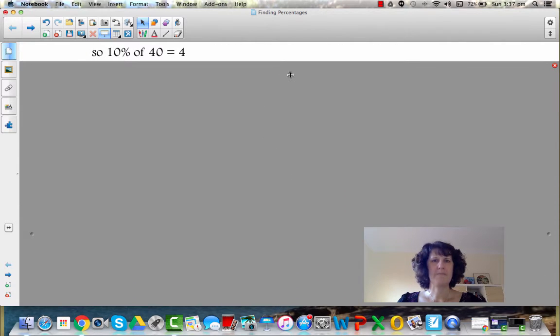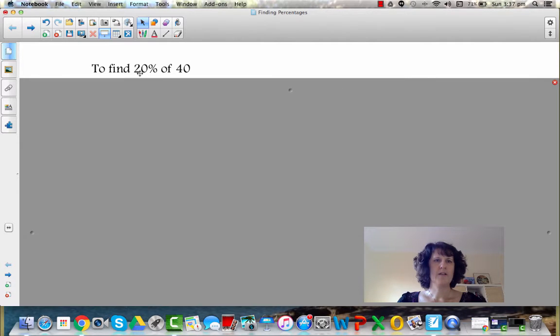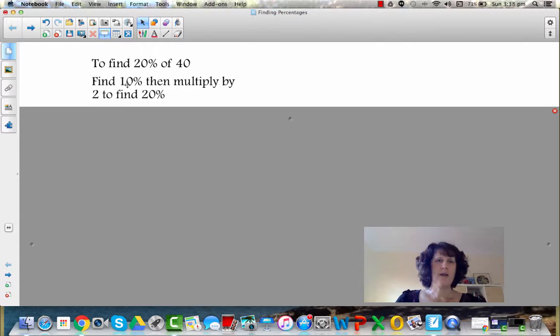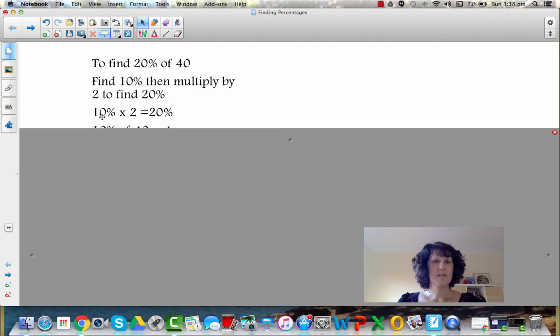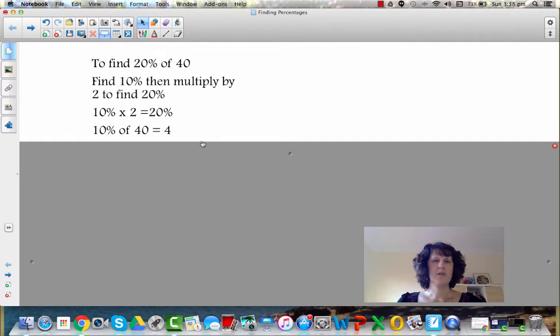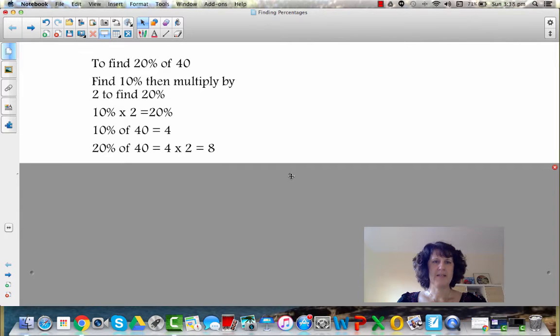Too easy, right? Now, you can also use this strategy to help you find other percentages that are multiples of 10, like 20%. So in this case, you would find 10% and then multiply by 2 to give you 20%, because 10% times 2 is 20%. Okay, so 10% of 40 we already know is 4. So 20% is you take 10%, or 4, and double it to find 20%, which is 8.